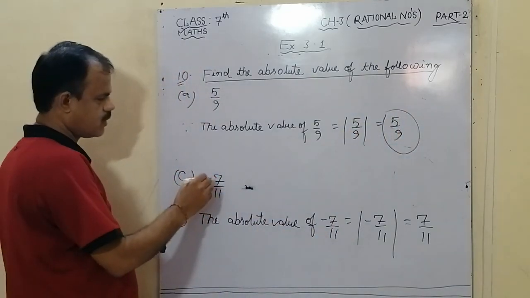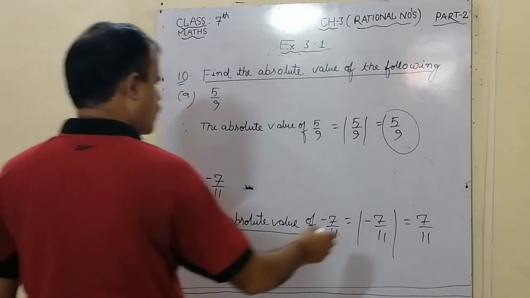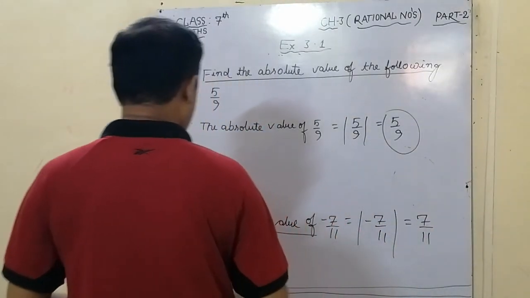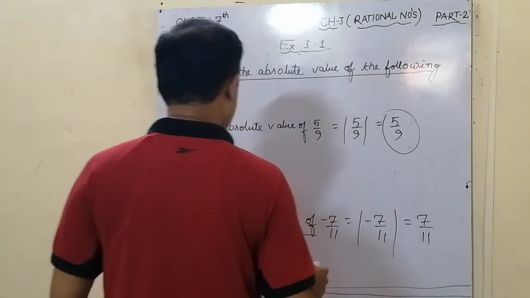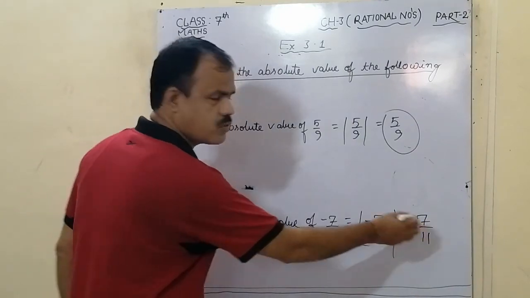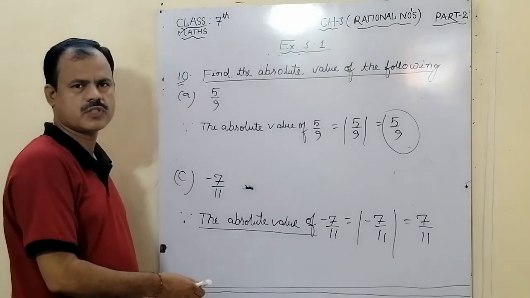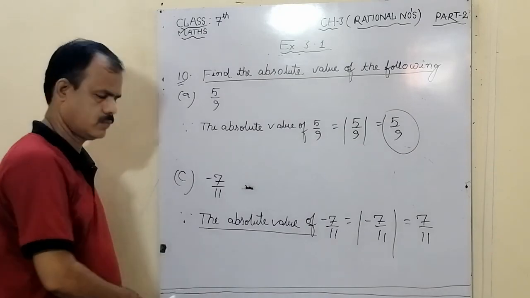And here you see minus 7 by 11. The absolute value of minus 7 by 11 becomes 7 by 11, because the absolute value of any number is always positive irrespective of its sign. Here a negative sign is there, so we put a positive sign. Okay, in this way you have to solve the remaining part.